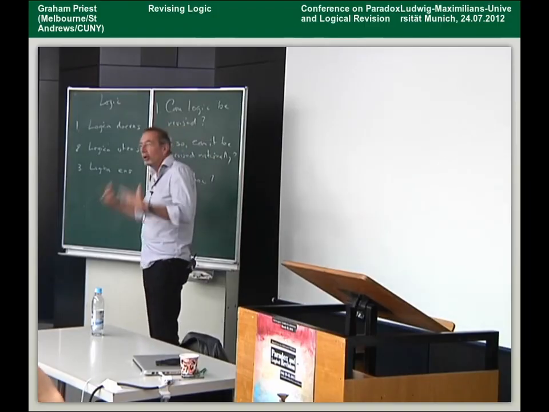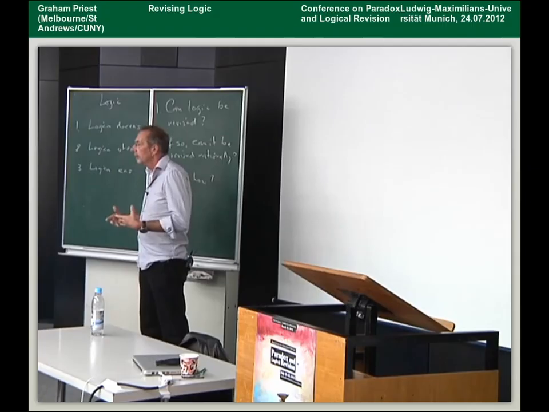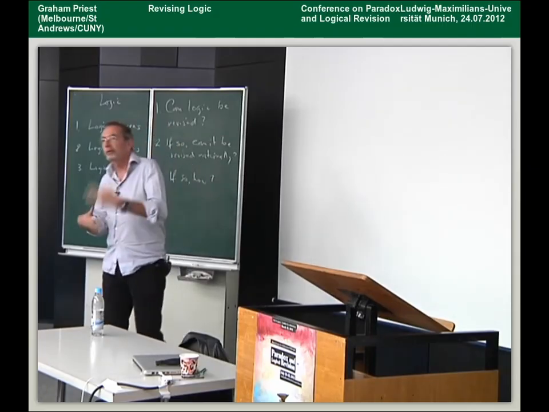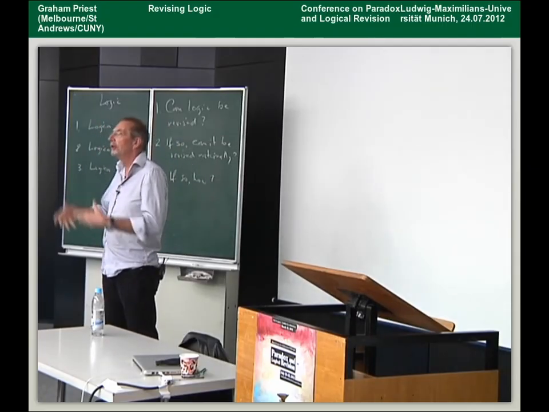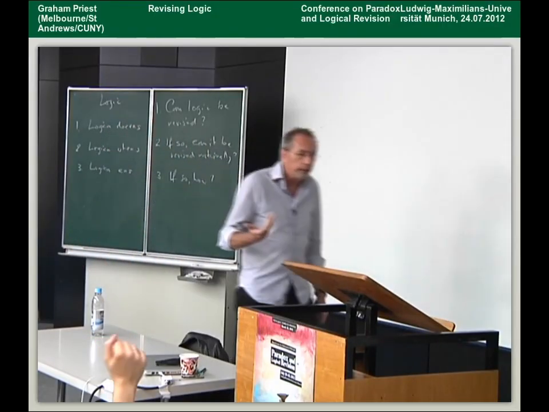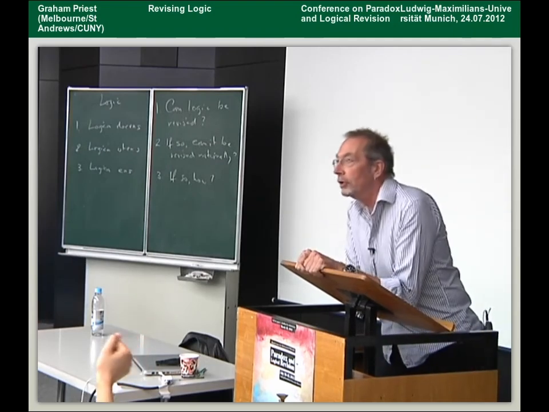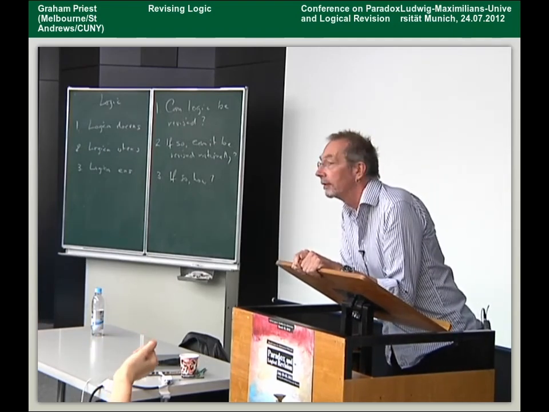But each of them tries to give an answer to the question of, when we reason, which inferential steps are okay, which are not, and why. Okay, so logica docens is a theory. Now, how do you choose between competing theories?